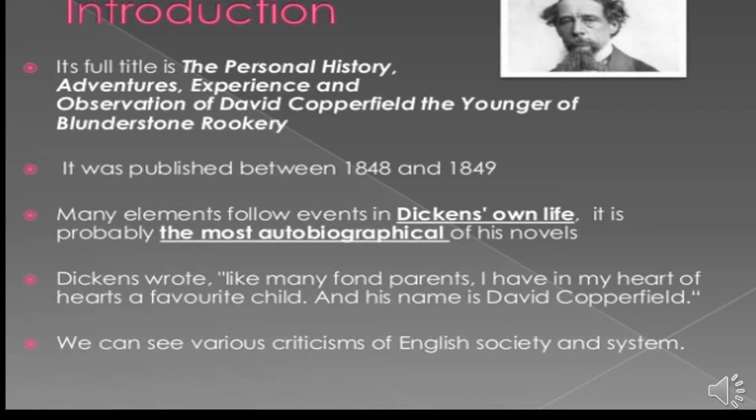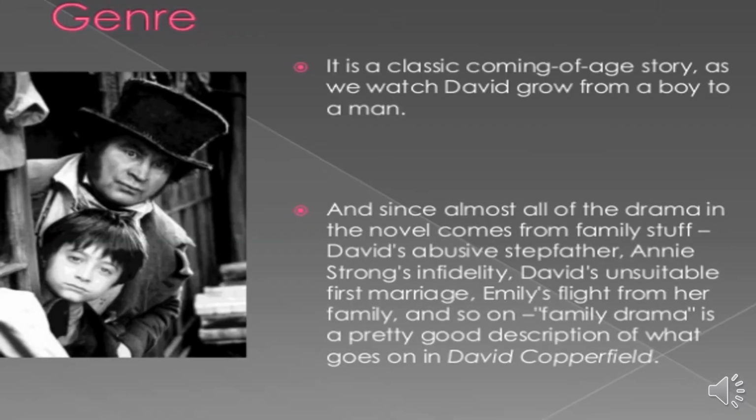The novel title is The Personal History of David Copperfield. It's like an autobiography of Dickens himself. It was released between 1848 and 1849. In this novel, Dickens criticized the system and the society in England at that time. The novel is considered a classic novel. It's a family drama. It describes the life of David and how he grew from a boy to a man. We will find out about David's abusive stepfather, his friends, his unsuitable first marriage, about the other characters that we will meet in this novel, and so on.